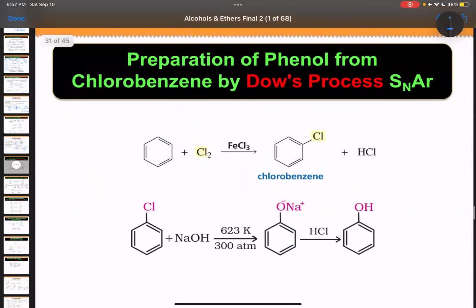And what are the methods by which you prepare phenol? And this is the Dow's process, clear? So in Dow's process, what you do is take chlorobenzene.